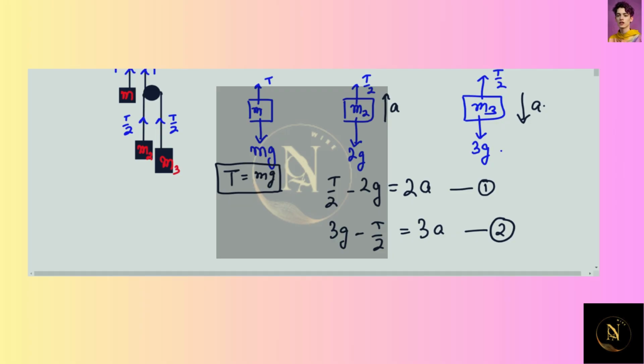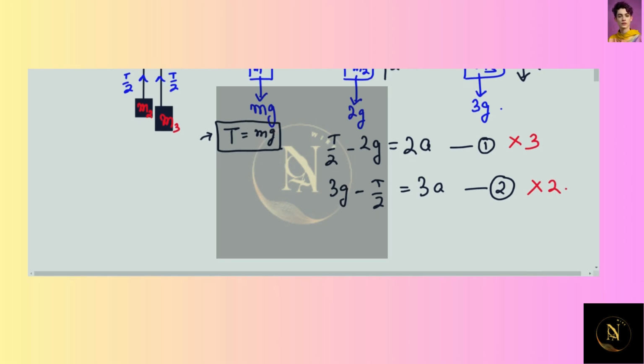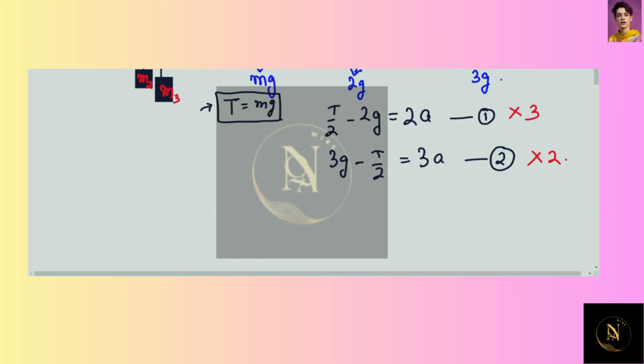So here we will figure out the value of T, and that's what we need to put in this equation and get the value of M. So we will eliminate this A. So for that we multiply this by 3 and this by 2. So when we multiply this by 3, we get 3T by 2 minus 6G is equal to 6A. Similarly here, multiplying equation 2 by 2, we get 6G minus T is equal to 6A.